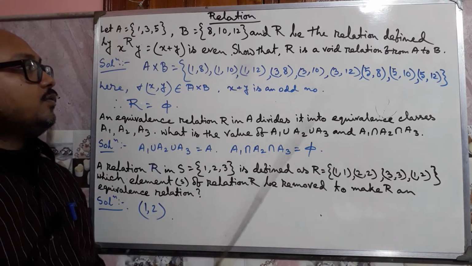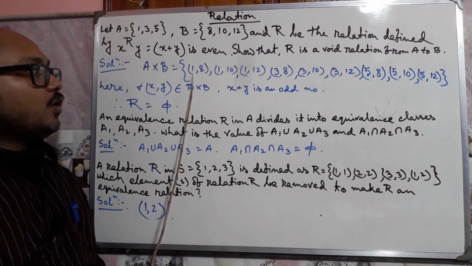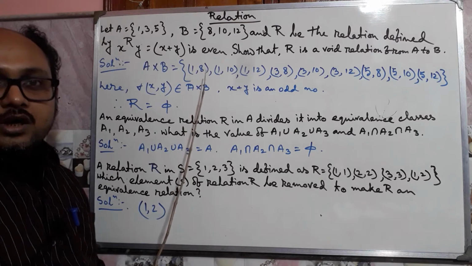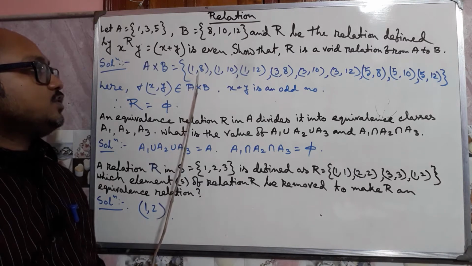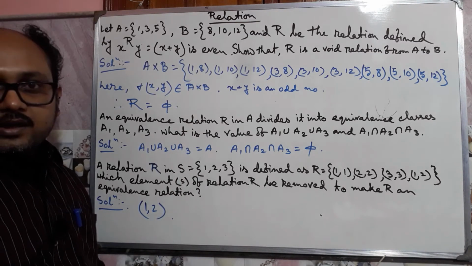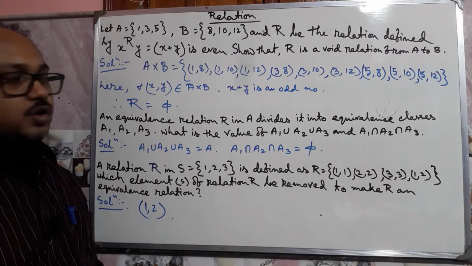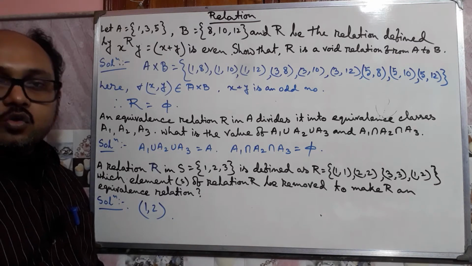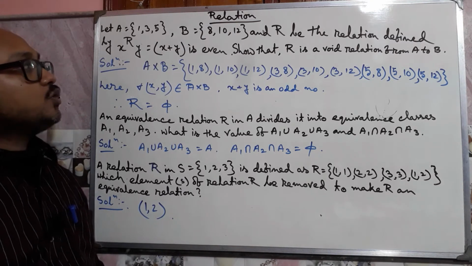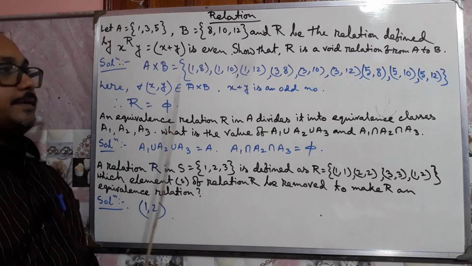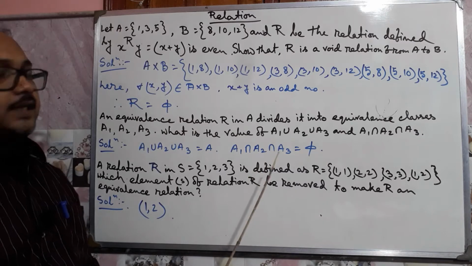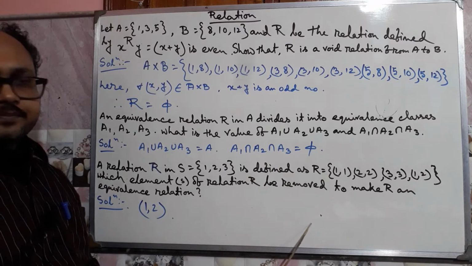Now what we know, the sum of an odd and an even number is always an odd number. So ultimately the sum of these two numbers is not an even number. So there will be no such element which belongs to the relation R. So ultimately R is phi, that is a void relation or empty relation.